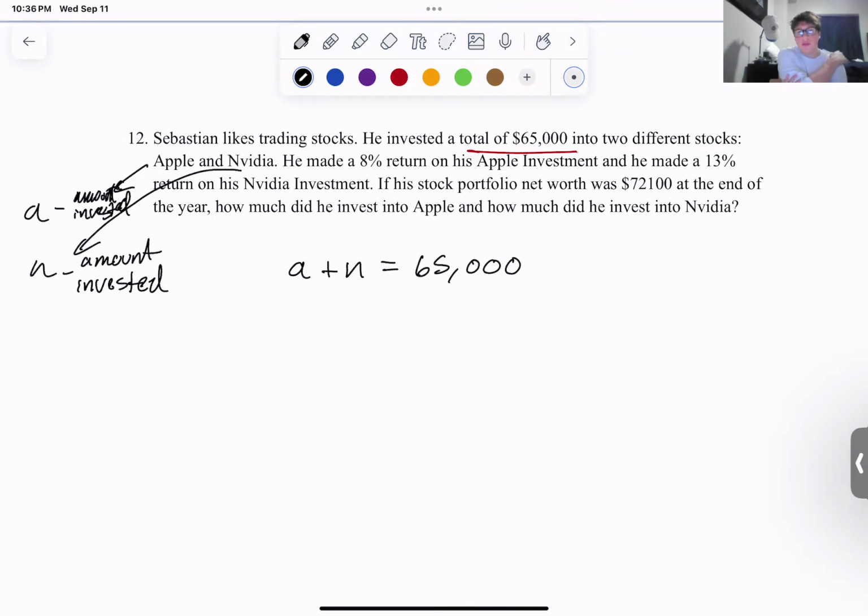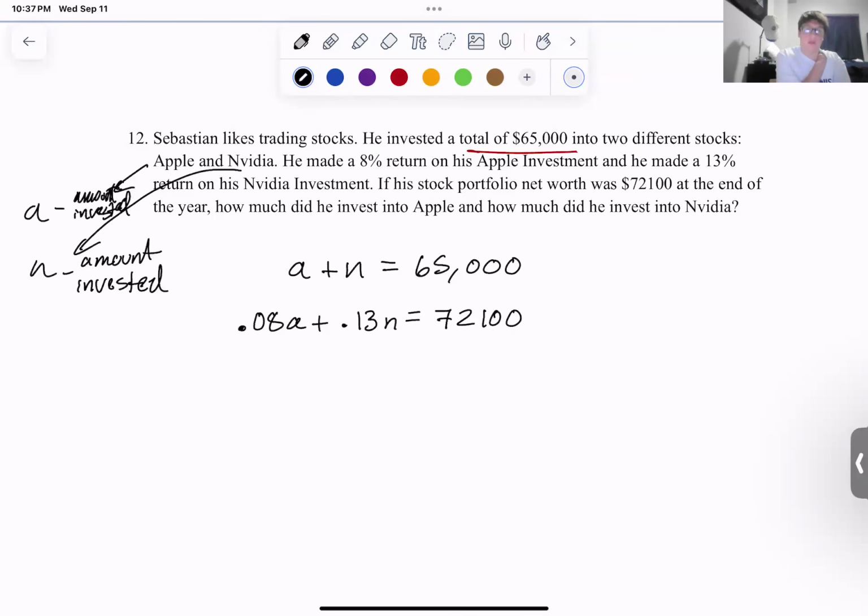He made an 8% return on his Apple investment and he made a 13% return on his Nvidia investment. If his stock portfolio was $72,100 at the end of the year, how much did he invest into Apple and how much did he invest into Nvidia? So reading this problem, a lot of you guys think in patterns, right? So you've seen a type of problem like this before. So you're going to write 0.08a plus 0.13n equals 72,100. But I'm going to tell you this is wrong because 72,100 is what my stock portfolio net worth was.